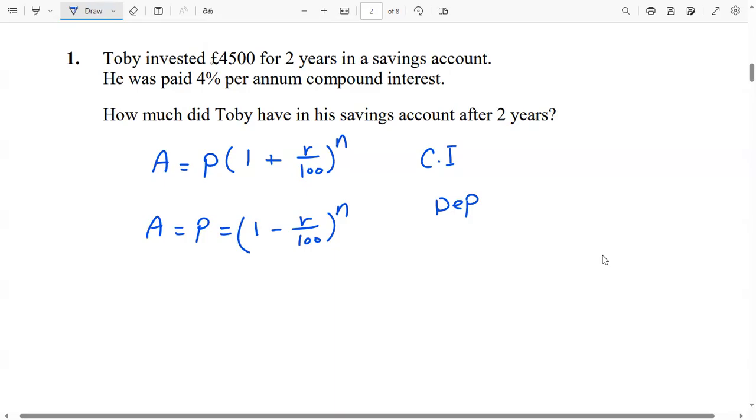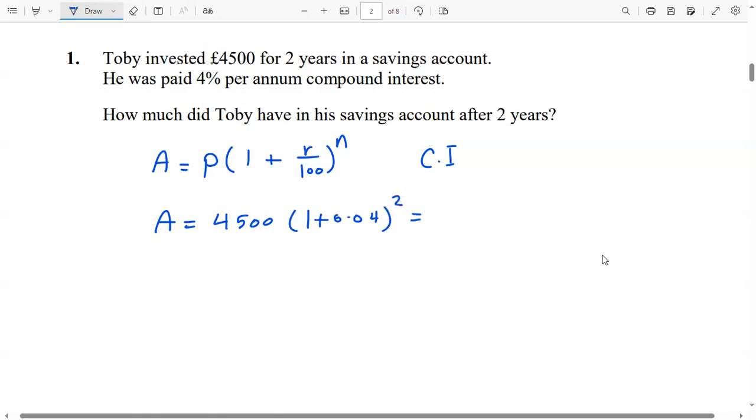Let me start now with this one. Toppy invested £4,500 for 2 years in a savings account. He has been paid 4% per annum compound interest. How much did Toppy have in his savings account after 2 years? To solve this question, you just substitute directly into the formula. The investment is 4,500 multiplied by 1 plus 4%, which is 0.04, to the power of 2 years, and then input this expression in the calculator and get the value.